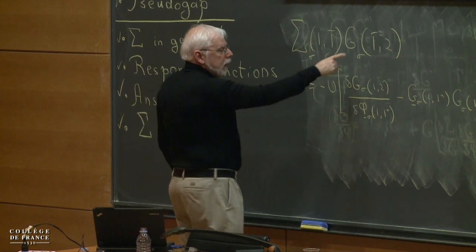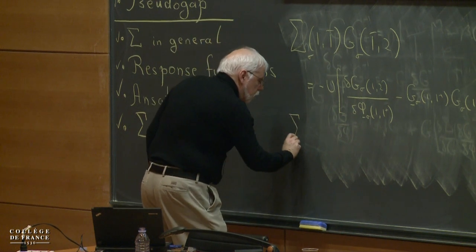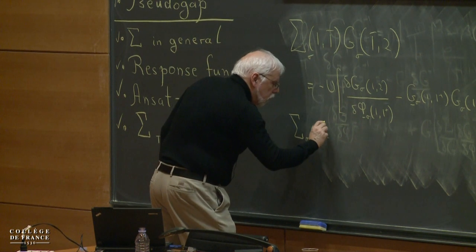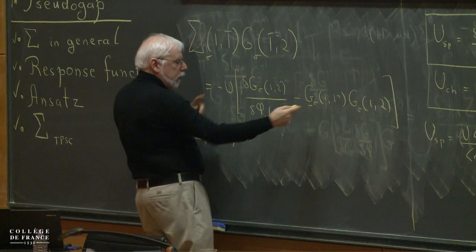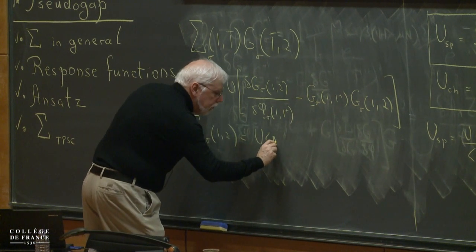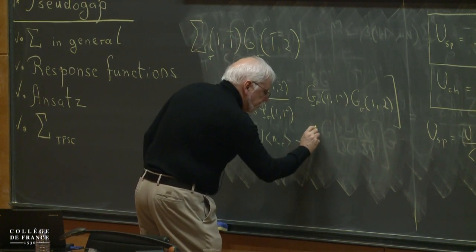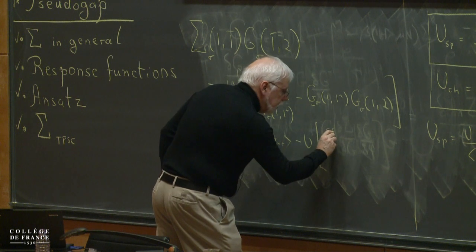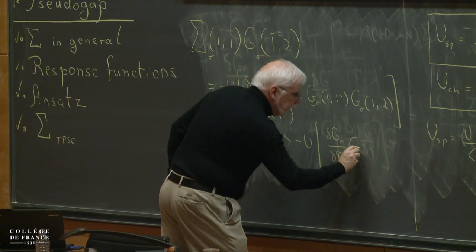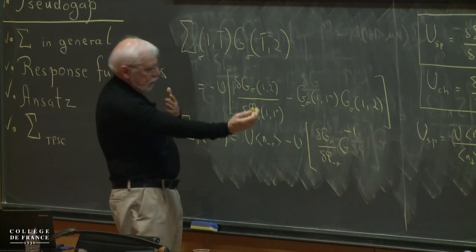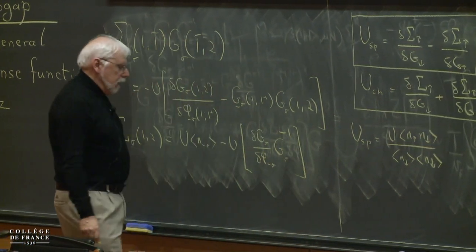Now you multiply by G minus 1 on either side to get the self-energy. So sigma of 1, 2 will be, okay, when I multiply by G minus 1, this is just the Hartree-Fock piece. So this is U n minus sigma. And then I have a piece that is minus U times delta G sigma delta phi minus sigma times G minus 1, because I multiply by G minus 1 of sigma.